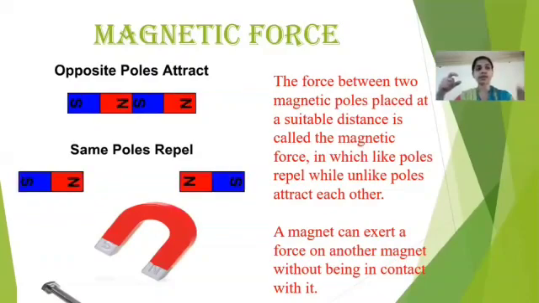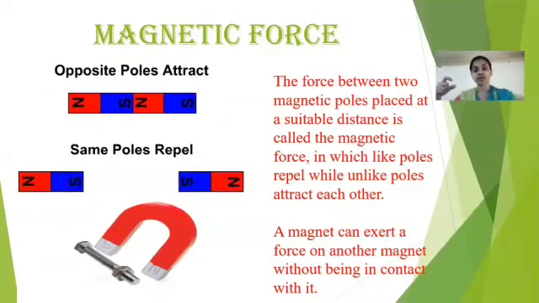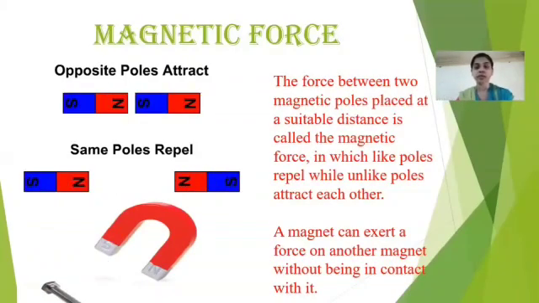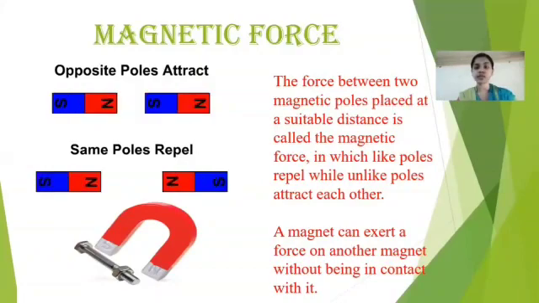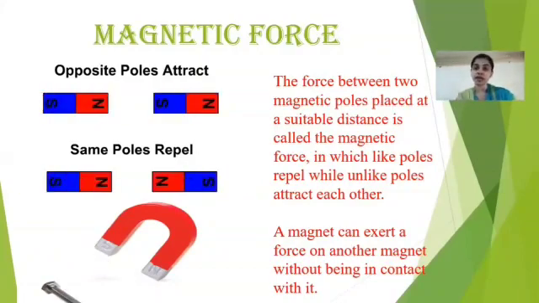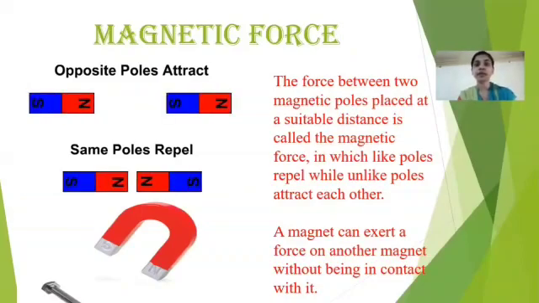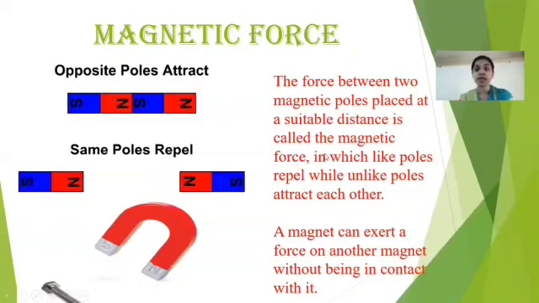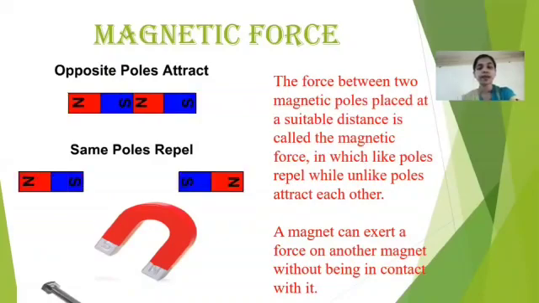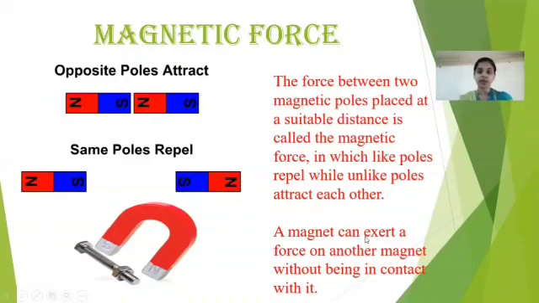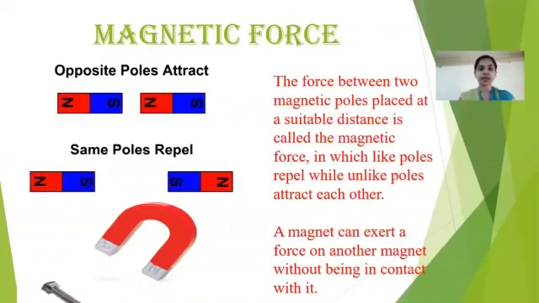Means if there is a magnet and any magnetic material at a particular distance, it has a tendency to attract it without contact. There is no necessary condition that they must be in contact with each other. Without contacting it, they can attract it or they can repel it. So the force between two magnetic poles placed at a suitable distance is called the magnetic force, in which like poles repel and unlike poles attract. So the magnet can exert a force on another magnet without being in contact with it. So this is the magnetic force.